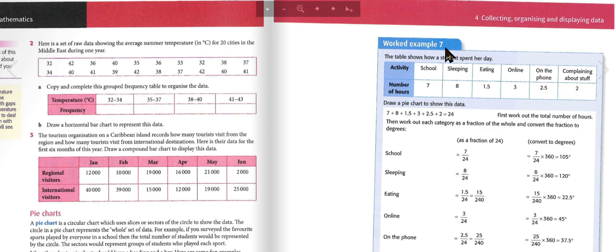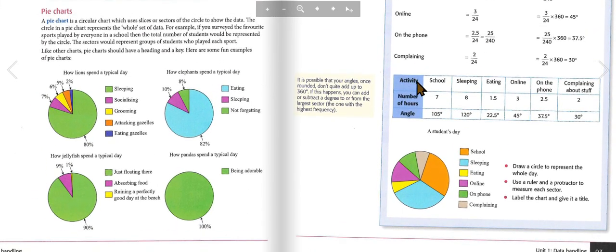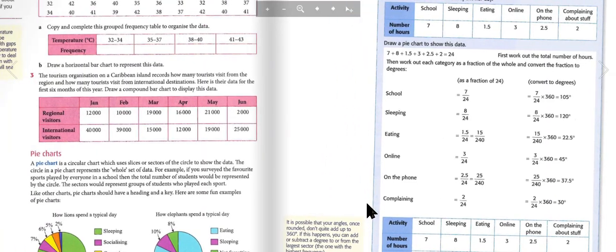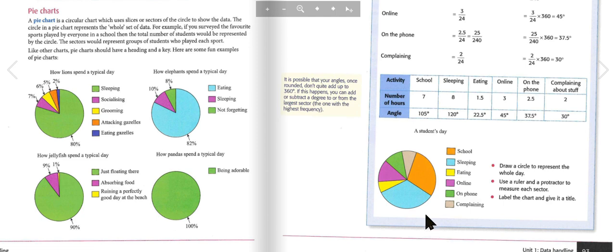Here's example 7. The table shows how a student spent her day. So here are the activities and the number of hours. Draw a pie chart to show this data. So here's the pie chart. And yes, you do need to measure each sector so that it's accurate. And you have to label a chart and give it a title.